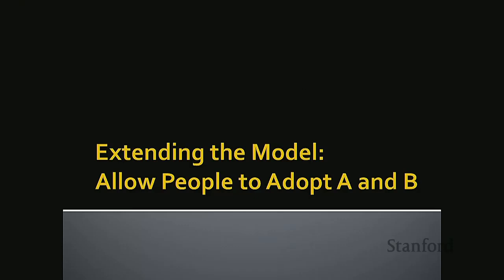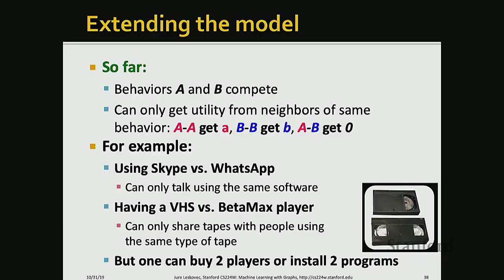So what we're going to do in this case is allow people to adopt both A and B. So far, what we've seen is that the payoff only occurs when the two behaviors match. Two A behaviors give us a lowercase a payoff, B and B give us a little b, and A and B give us 0. But now there are some counterexamples with relatively low inertia where you could be adopting both technologies.